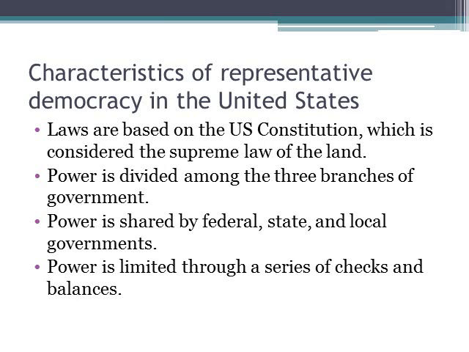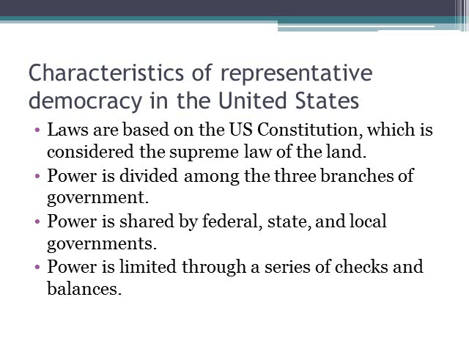Characteristics of representative democracy in the United States. Laws are based on the U.S. Constitution, which is a written document, and it's considered the supreme law of the land. That means all of the other laws have to go along with the Constitution. They can't be in conflict with each other.